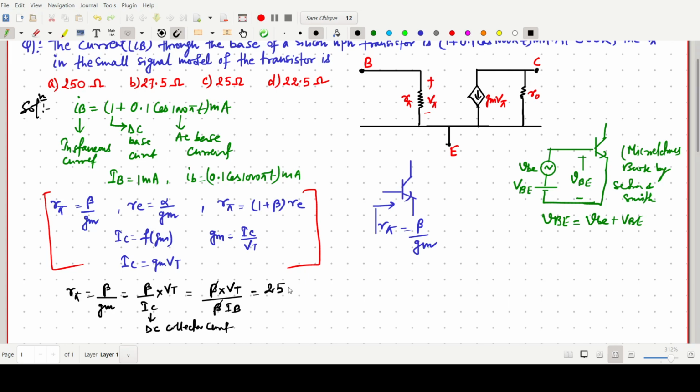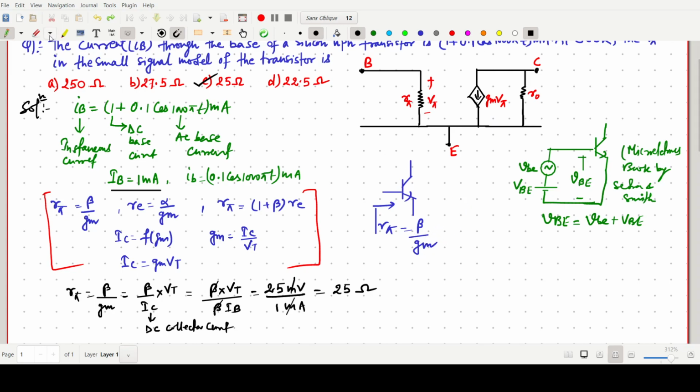Taking Vt, the thermal voltage, as 25 millivolt, and for the current we have to think about the DC, so it should be 1 milliampere. The R pi value will be 25, the milli cancels out, so it should be 25 ohm. So our correct answer will be 25 ohm. This is a very simple numerical. In this question, this model is given, so basically we have to know the concept R pi equals beta by Gm.